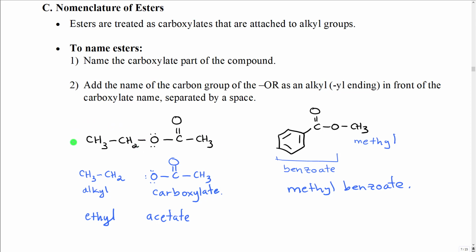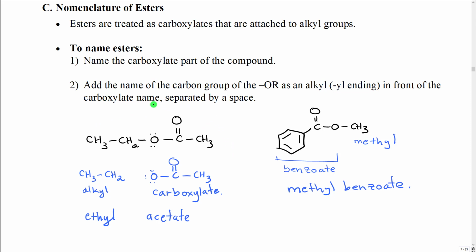Then they name the alkyl part as the alkyl group. We put the name of the alkyl group first, in front of the carboxylate name, and we put a space in between those two halves. So let's look, for example, at this ester.